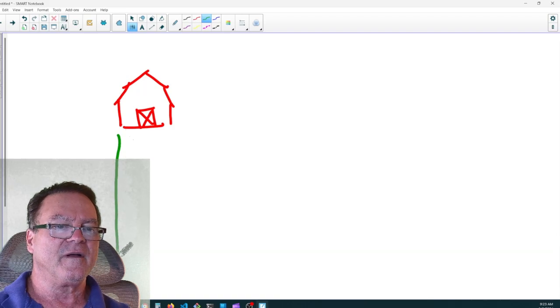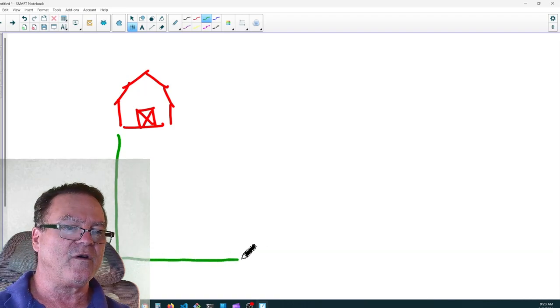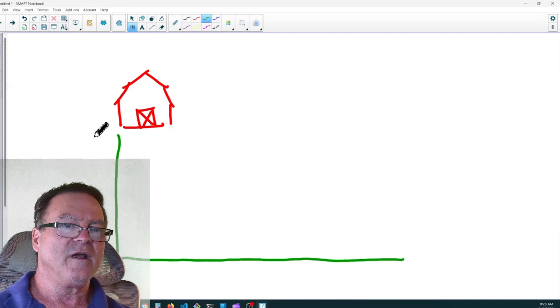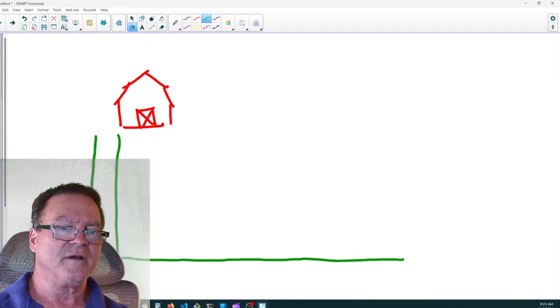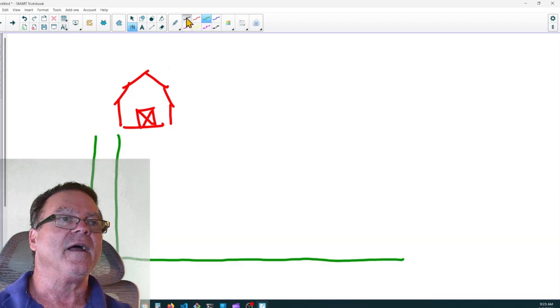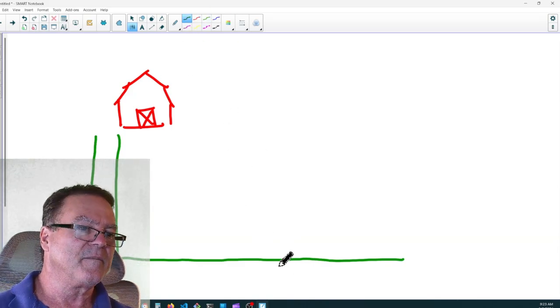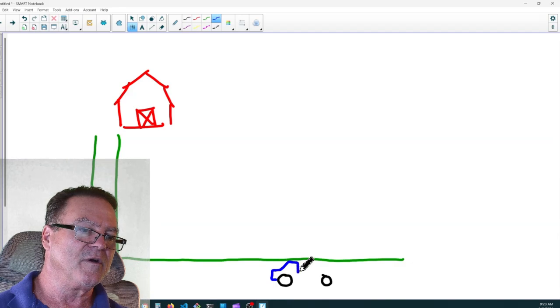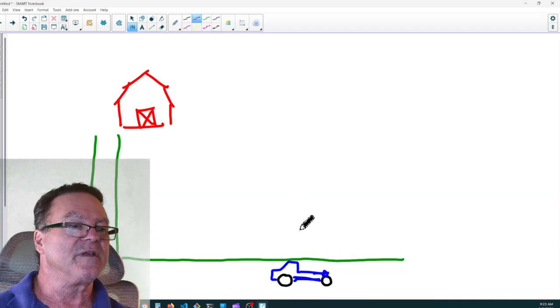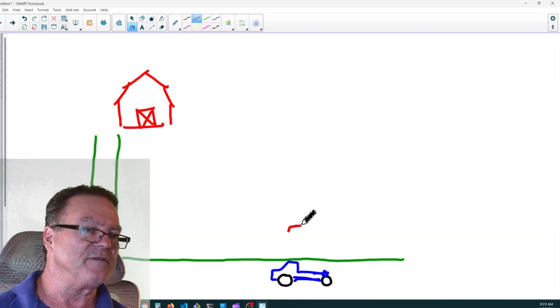There's a farm, and here's the road leading to the barn. And these two brothers, there's one in the pickup truck on the road. There's a pickup truck. I know, it looks a little bit awkward. I got the wheels a little too far out. And then the other brother is on the tractor. He's here in the field. He's in the tractor.